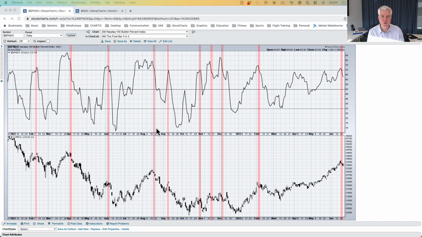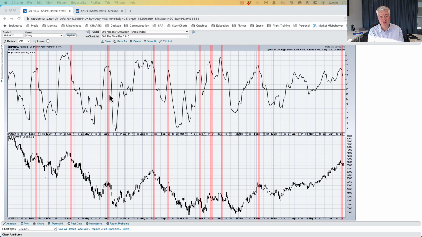But I've highlighted in red every time over the last 12 months this indicator has gone, actually I'm going back a little further to the end of 2021. Every time this indicator has gone above 70 and then dipped back below. So what that basically means is you initiate the signal by over 70% of the Nasdaq 100 members. So literally at least 70 out of the 100 are in a bullish point figure chart.